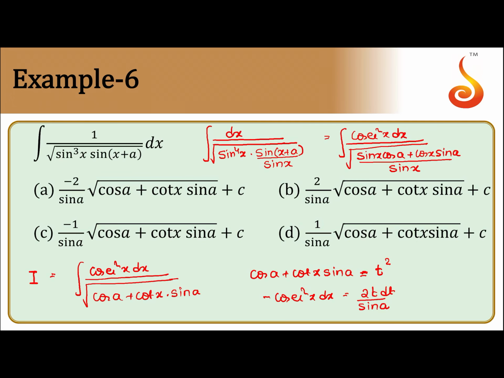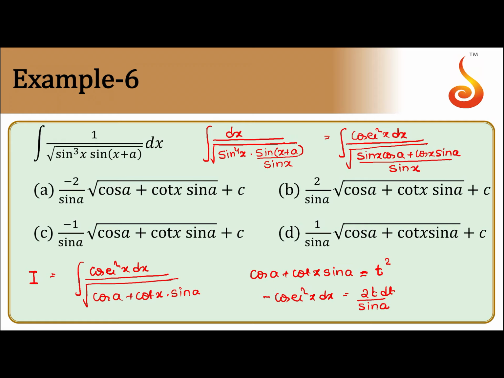I repeat once again what we did. We multiplied by sine x and divided by sine x. Sine to the power 4x will come out, become sine square x. 1 by sine square x is cosecant square x dx. So under root of sin x plus a, expansion is sin x cos a plus cos x sin a divided by sin x. We get under root of cos a plus cot x into sin a.